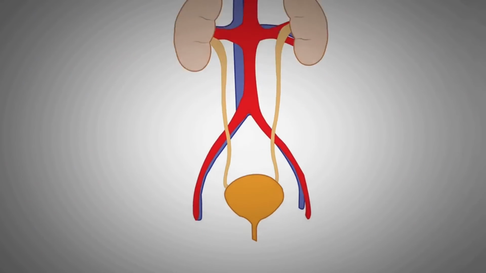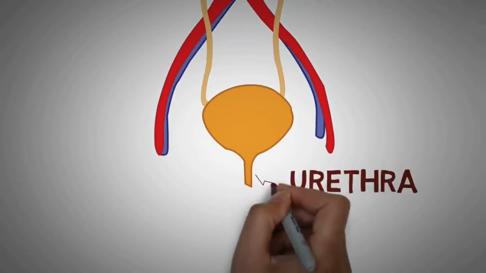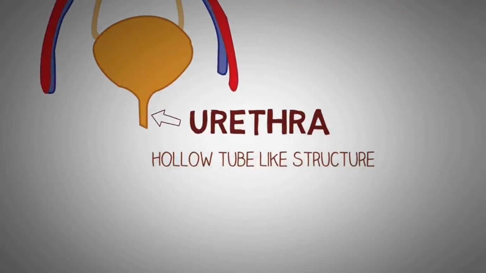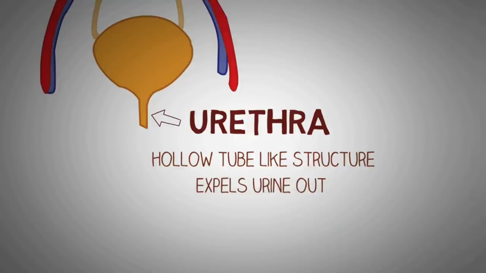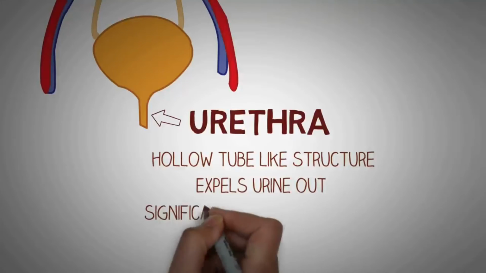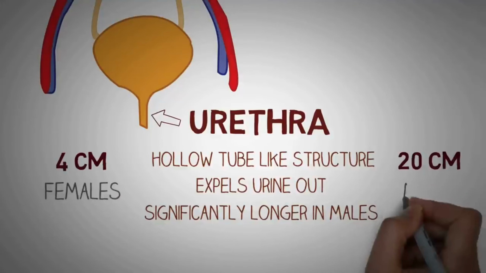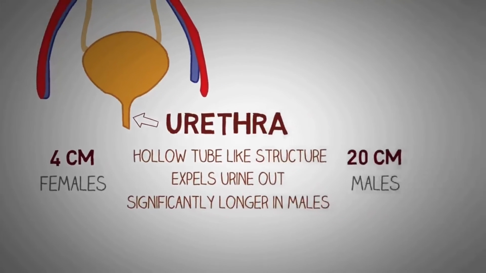The urine exits the bladder through the urethra. The urethra is another hollow tube-like structure that helps to expel the urine out of the body. As the passage needs to traverse the length of the penis, it is significantly longer in males than females. It is approximately 4 cm in length for females, whereas it is about 20 cm in length in the male body. This is the reason why females have urinary tract infections more frequently than men.